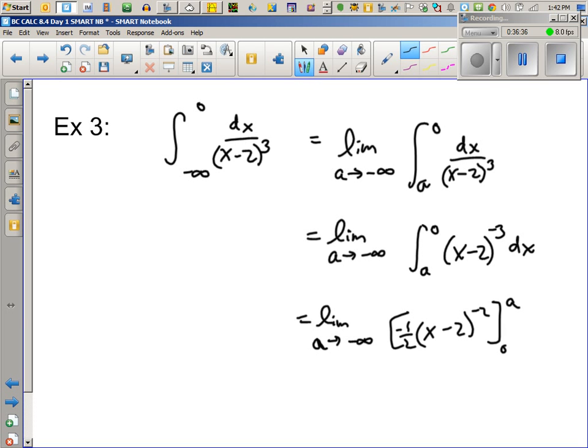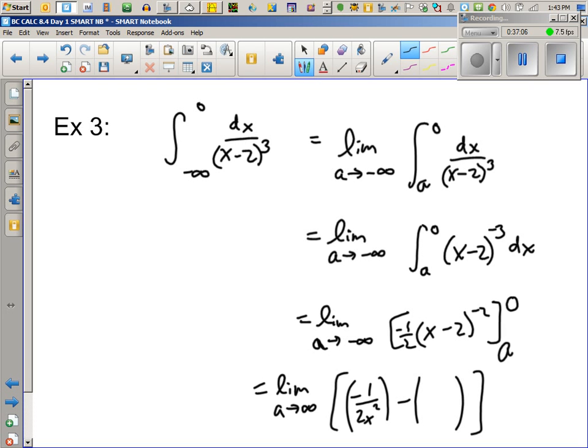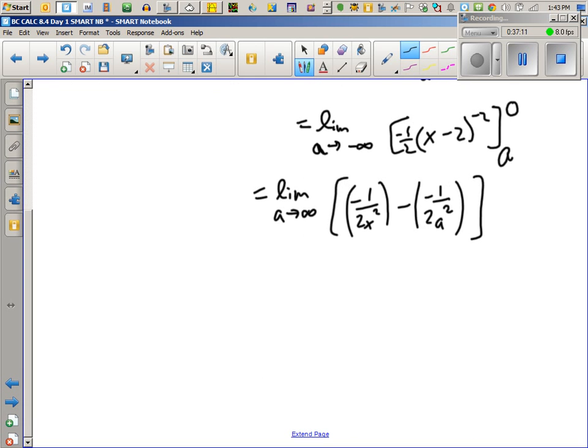Let's plug in a and 0. The limit, by the way, is the last thing you do. Oh, I accidentally switched those around. Thank you, Lauren. I got the a down here, the 0 up here. That would have caused a negative error. So if you plug in 0, you're going to get negative 1 over 2x squared, minus, and if you plug in the a, you're going to get negative 1 over 2a squared. You can check my work later, because I'm running a little low on time.